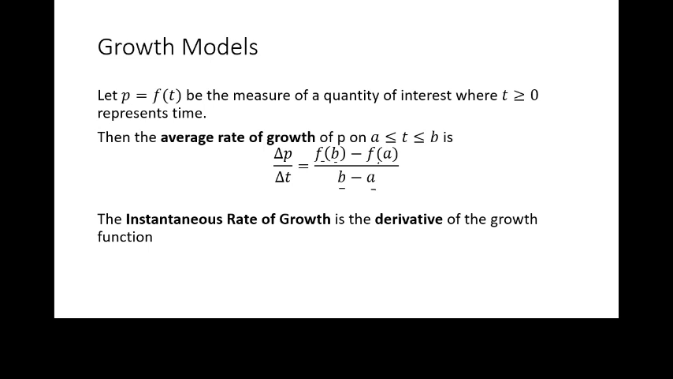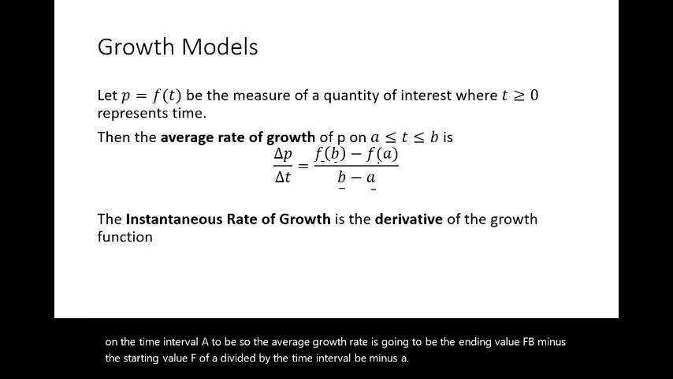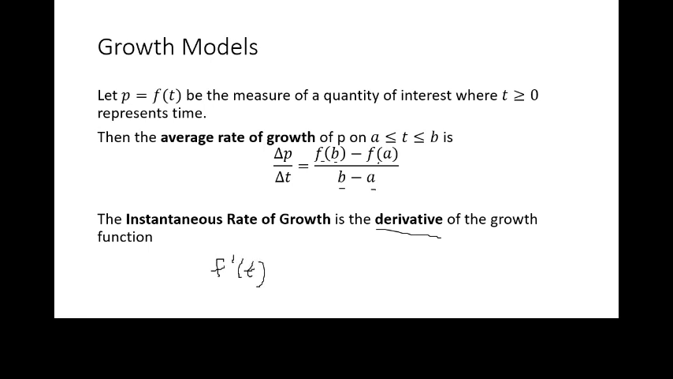Now the instantaneous growth rate is the derivative of the growth function. So if you want to find the instantaneous growth rate of a growth function, all you have to do is take the first derivative and evaluate it at the time in question.